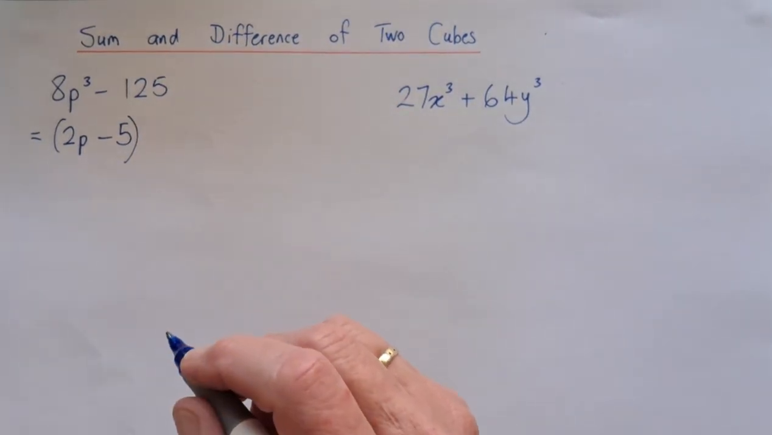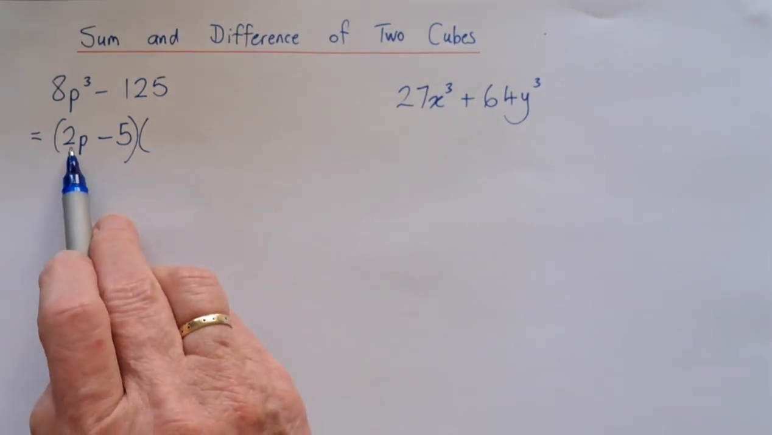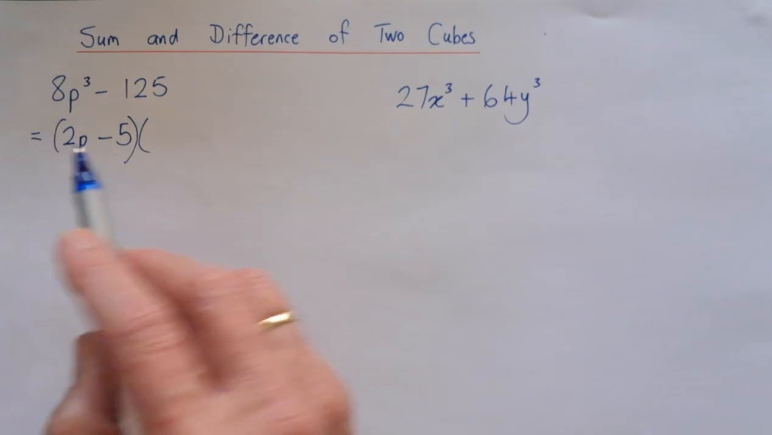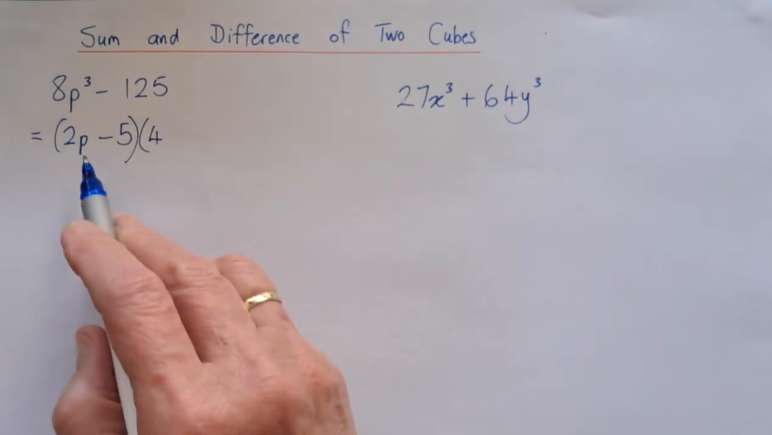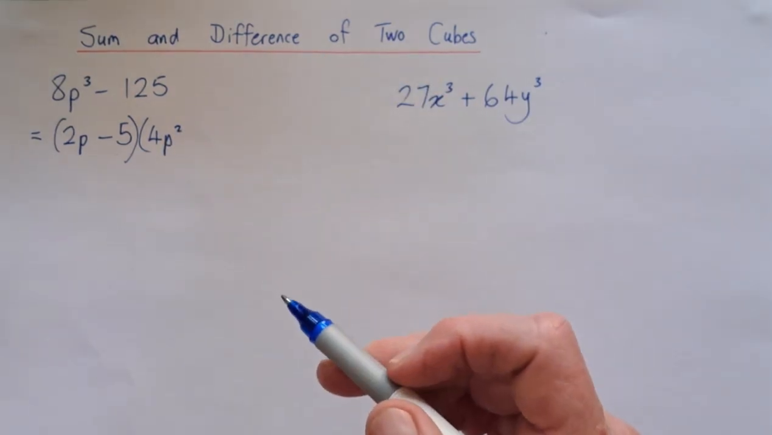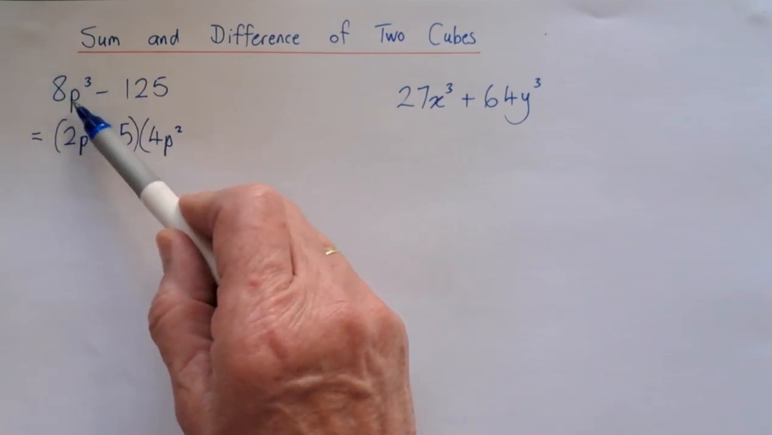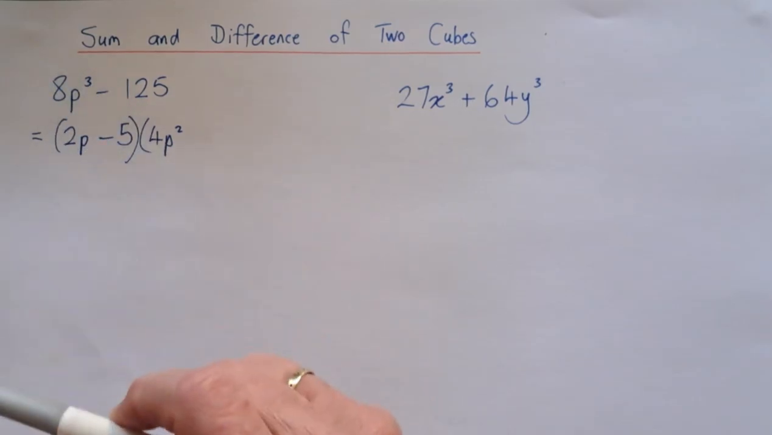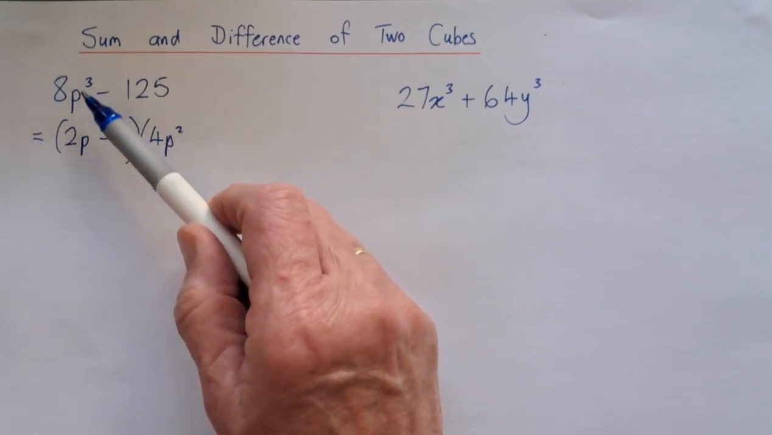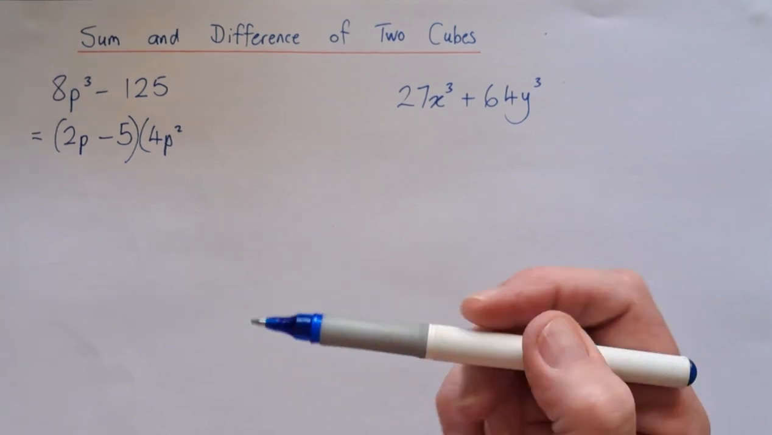Now we need to find our trinomial bracket, and the way that we do that is we take the first term in the binomial bracket and we square it. So 2 squared is going to give me 4, and p squared is going to give me p squared. The other way you can think about this, or check it back, is that you could be dividing that first term by the value that you've taken out. So 8 divided by 2 is 4, and p cubed divided by p is p squared. That's a way you could also check back if you needed to.